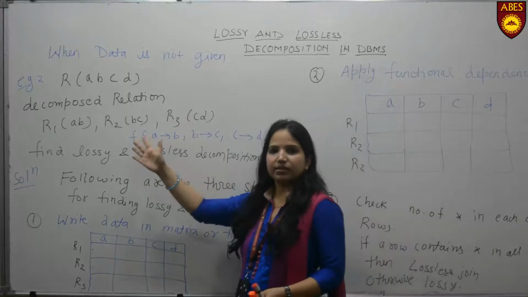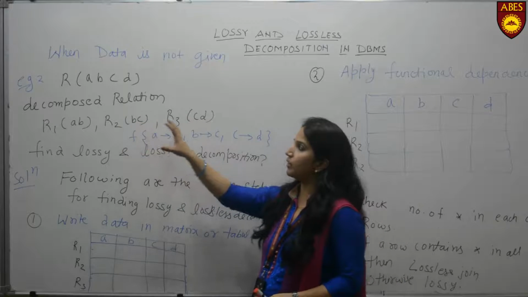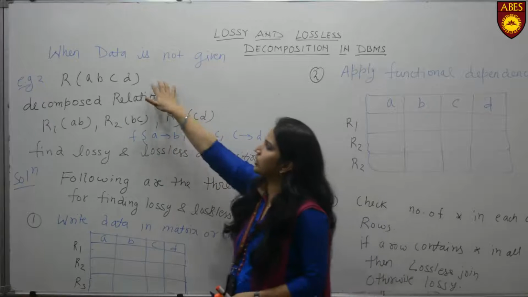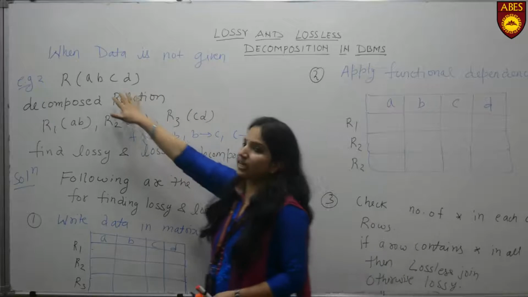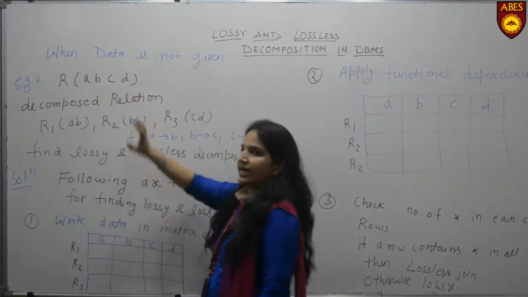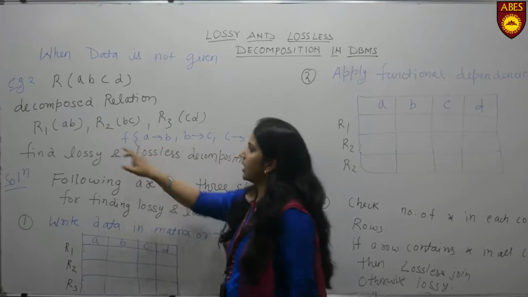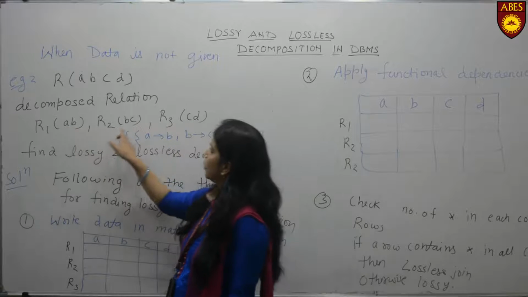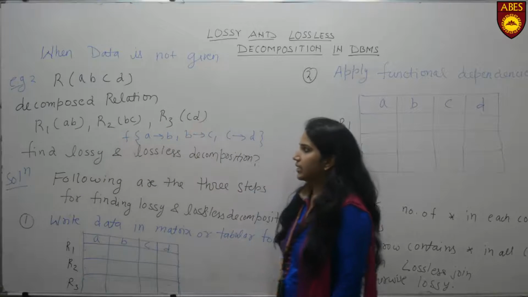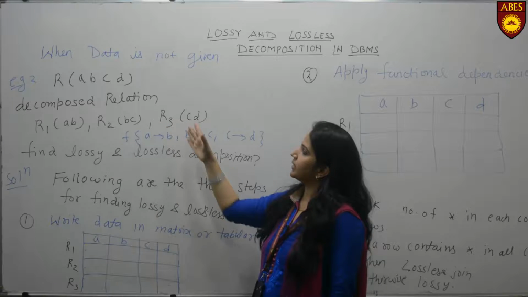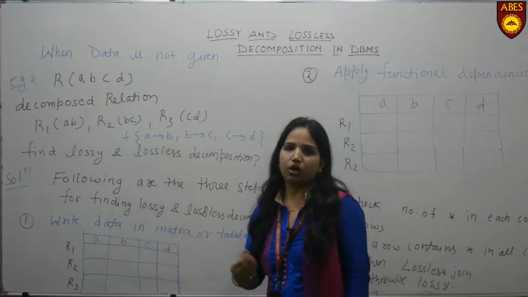This is the second case, when the data is not given in tabular form, but the functional dependency of the original relation is given. The original relation R has 4 attributes A, B, C, D. It has been split into 3 parts, R1, R2, R3. R1 has attributes AB, R2 has BC, and R3 has CD. So in this case, how can we find out whether this split relation is lossy or lossless?